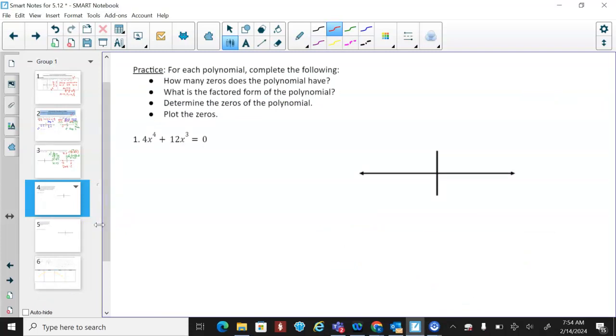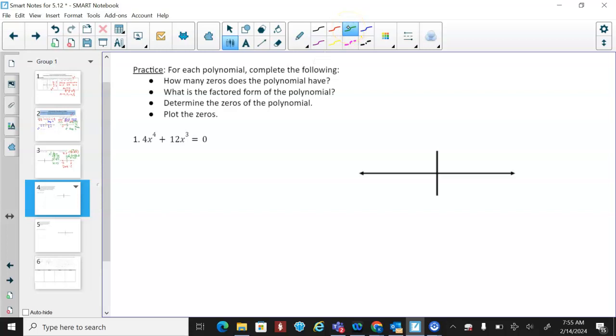So for this example right here, guys, just a reminder that for the practice, for each polynomial, complete the following: you need to figure out how many zeros the polynomial has, what is the factor form of the polynomial, determine the zeros of the polynomial, and plot the zeros. So according to what we're looking at, we're supposed to have 4 zeros. Now let's try to take something out, factor, do greatest common factor.